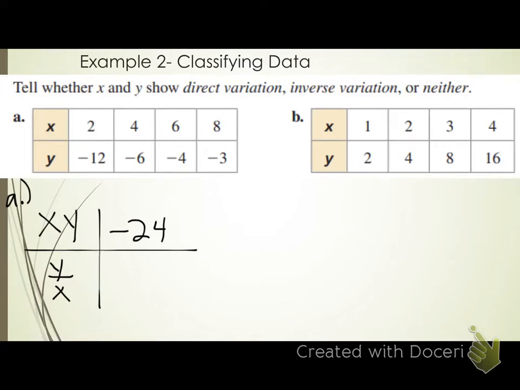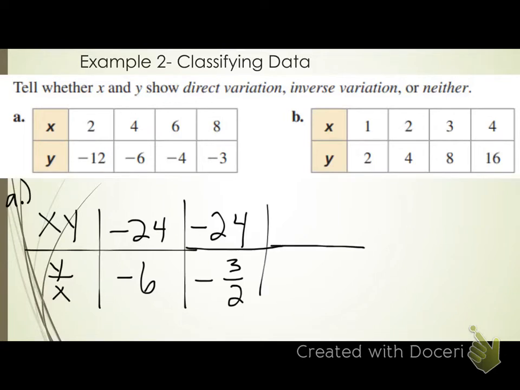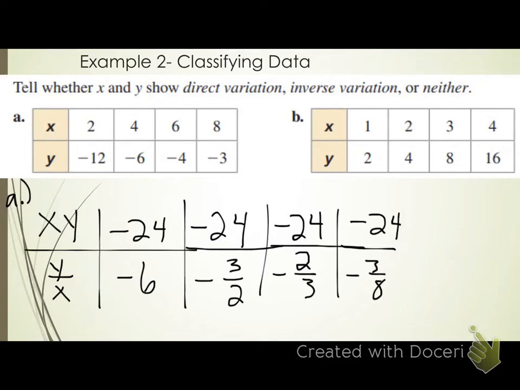Now what's y divided by x? Negative 12 divided by 2. Negative 6. Everyone okay with that? We're going to do that all the way down for all of these. What's 4 times negative 6? Negative 24. Negative 6 divided by 4 would be negative 3 halves. 6 times negative 4: negative 24. Negative 4 divided by 6, what would that reduce to? As a fraction, negative what over what? Negative 2 over 3. And the last one, 8 times negative 3: negative 24. And I'd get negative 3 over 8.